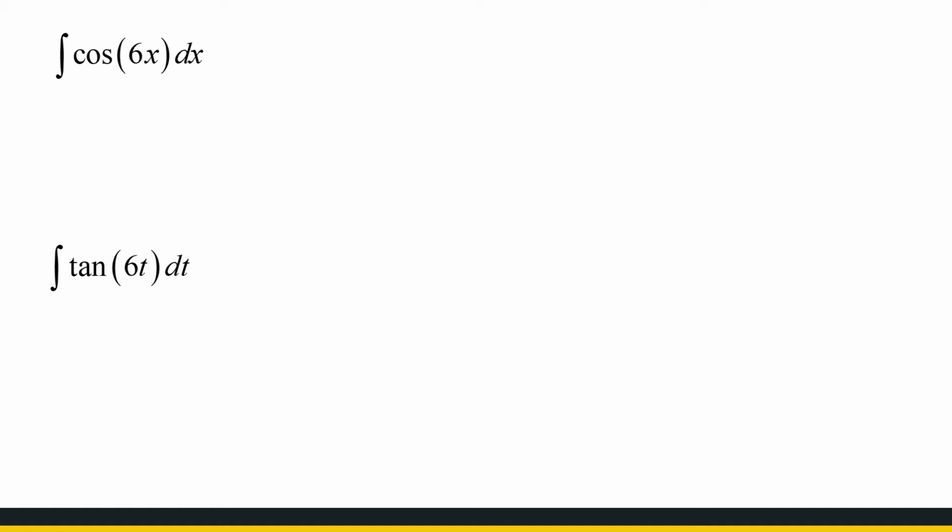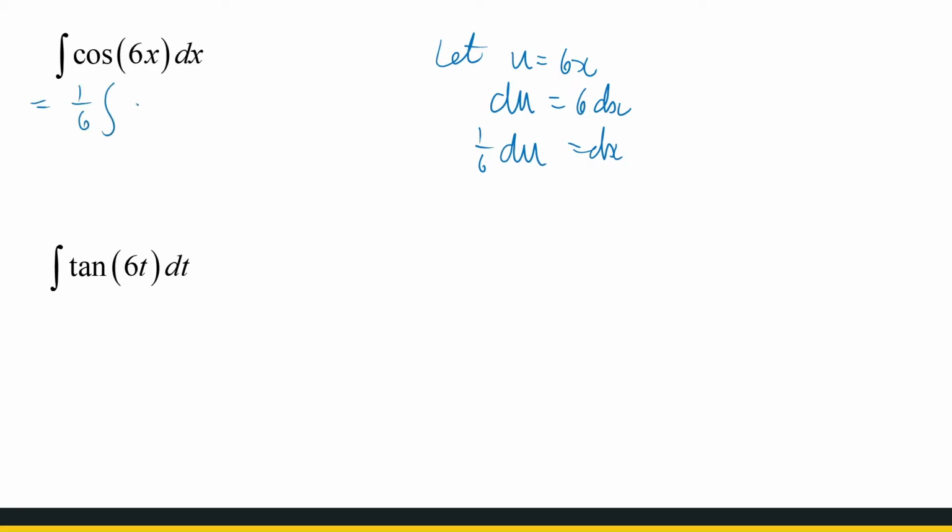Here are the next two. Cos of 6x dx. Yet again, you can do it in one step or you can use substitution. Try it yourself and then let's see. If you do it with substitution and you let u equal to 6x, then du is 6 dx and 1 over 6 du is then dx. So I've got 1 over 6 times the integral of cos of u du. And the antiderivative of cos of u is sine of u. So it's 1 over 6 sine of u plus c, which gives me 1 over 6, always go back to x, sine 6x plus c.